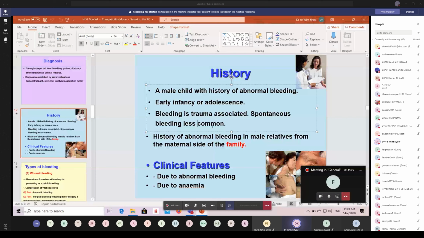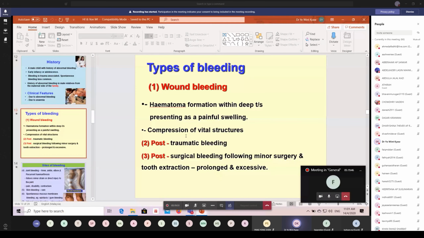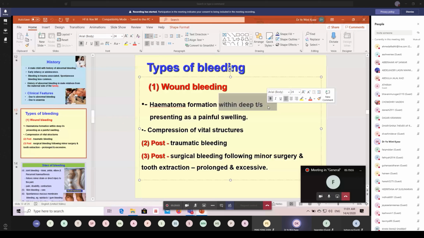Give feature. They may need to do abnormal bleeding. Sometimes bleeding can cause anemia. Usually the type of bleeding is warm bleeding. Hematoma within deep tissue. Platelet bleeding is superficial. Here it is deep bleeding and can present with swelling on the joint or limbs or some area, and can present sometimes after trauma, sometimes after surgery, for example minor surgery such as tooth extraction.